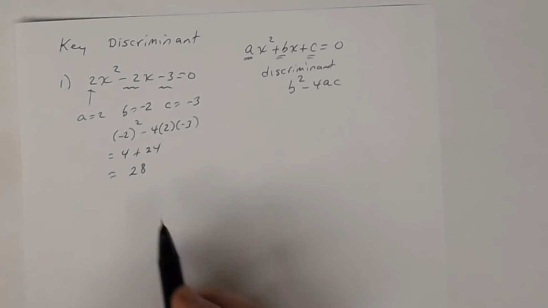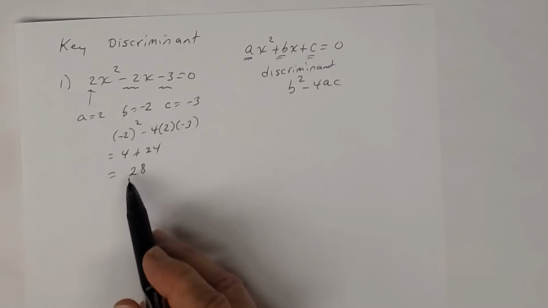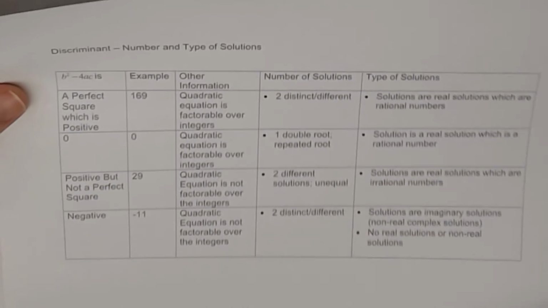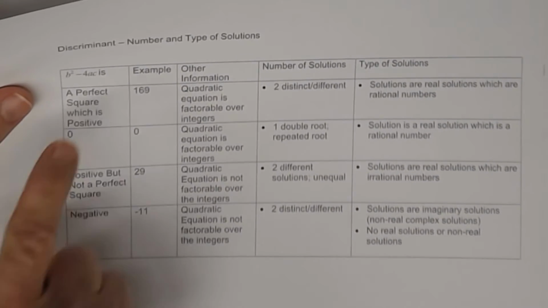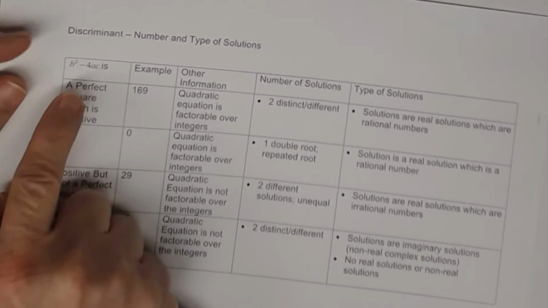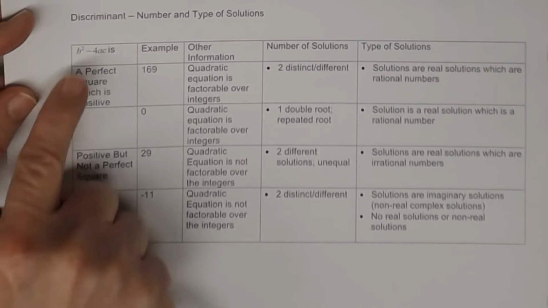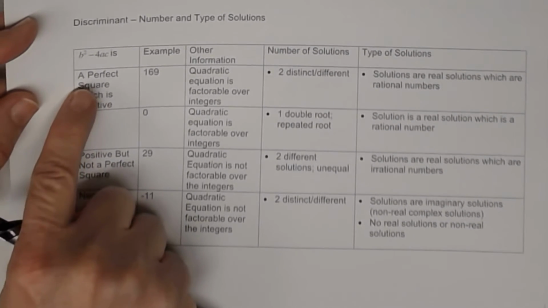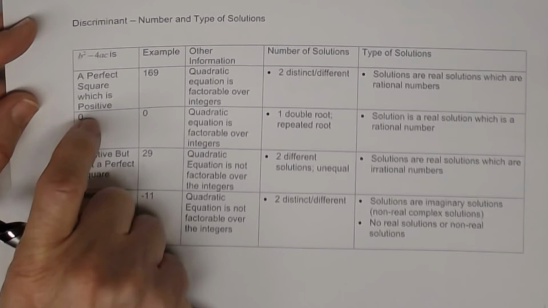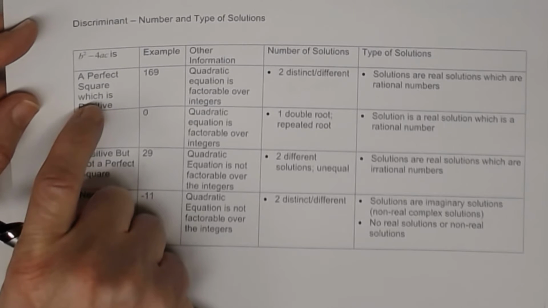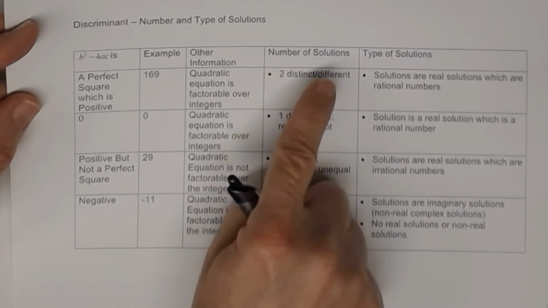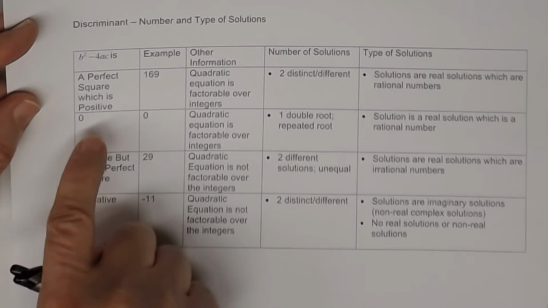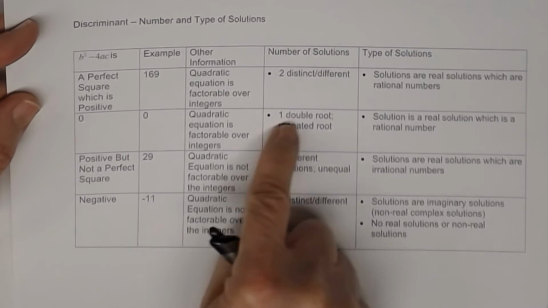Since the discriminant is a positive number, now make sure you understand this column right here. If the discriminant is a perfect square, which is positive, then you're going to use this information. If the discriminant is 0, then you're going to use this information.